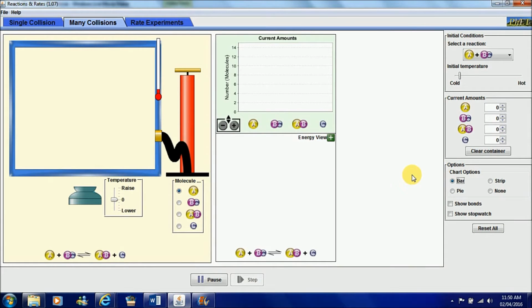So here's a simulation by PhET Simulations. It's called Reactions and Rates. Visitors in this simulation can explore how reactants are transformed into new products. Here's the reaction that we'll be studying through this little video.